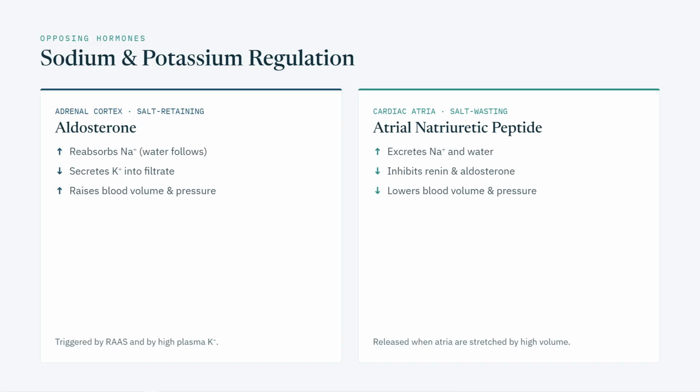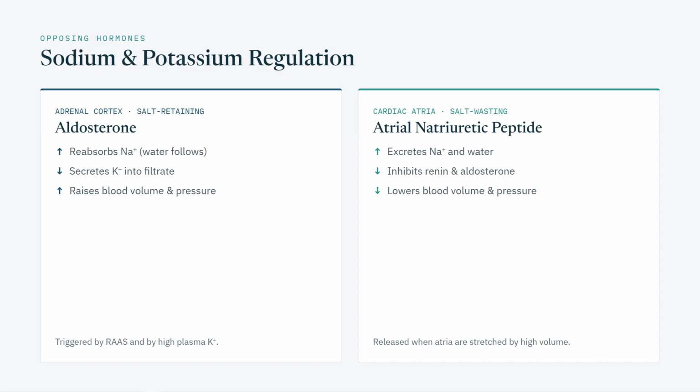Two hormones tune the extracellular fluid, and they pull in opposite directions. Aldosterone, from the adrenal cortex, is the salt-retaining hormone. It tells the distal nephron to reabsorb sodium, and water follows sodium, while secreting potassium in exchange. So aldosterone raises your blood volume and pressure, and lowers your plasma potassium.